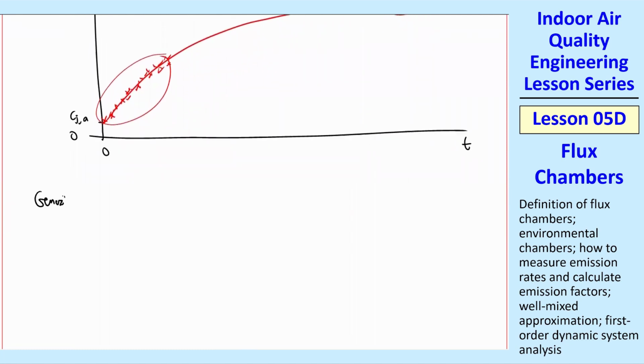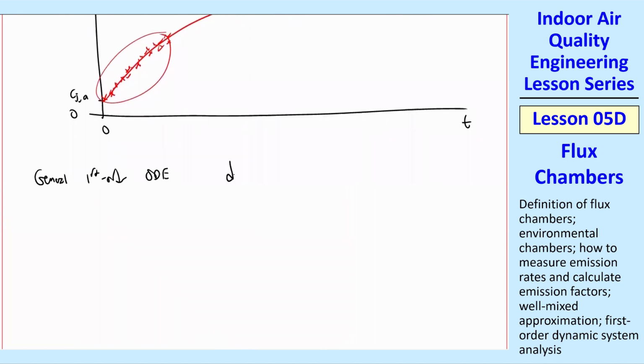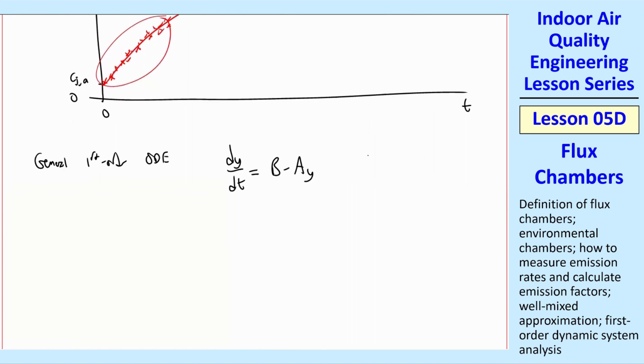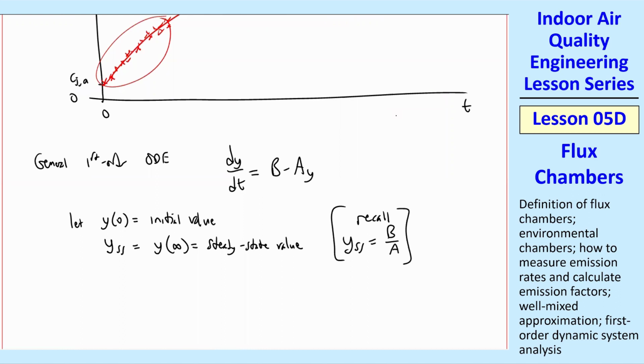So let's go back to the general first order ODE, which behaves like this: dy/dt equals b minus ay. And if b and a are constants, then we can solve this analytically. We'll let y of 0 be the initial value of y. Y here is our C_J, but this is more general to apply to any first order dynamic system. And y_SS is also y at time t equals infinity, which is the steady state value. And recall that that's equal to b over a.